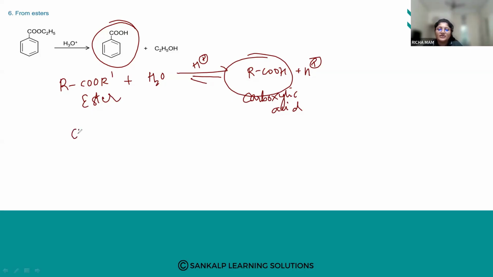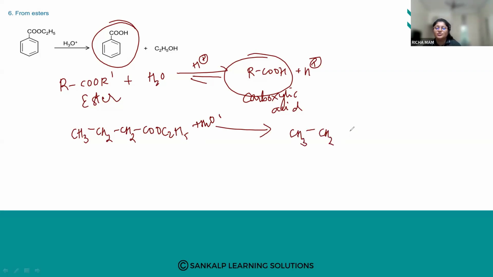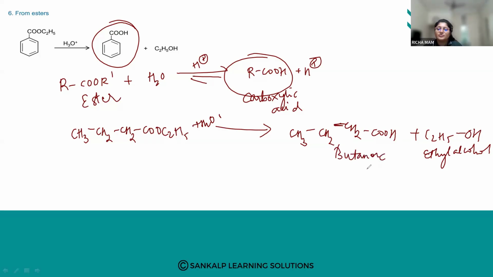Now again one example: CH3CH2CH2COOC2H5 plus water. What am I going to get now? I'm going to get CH3CH2CH2COOH and C2H5OH, ethyl alcohol. So I'm going to get one ethyl alcohol, and another is, 1, 2, 3, 4, butanoic acid. So these are the reactions.